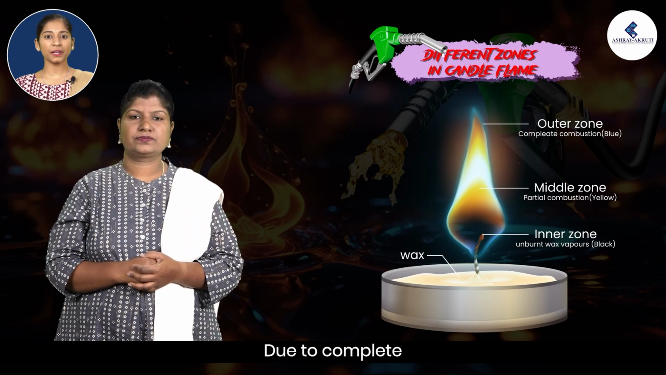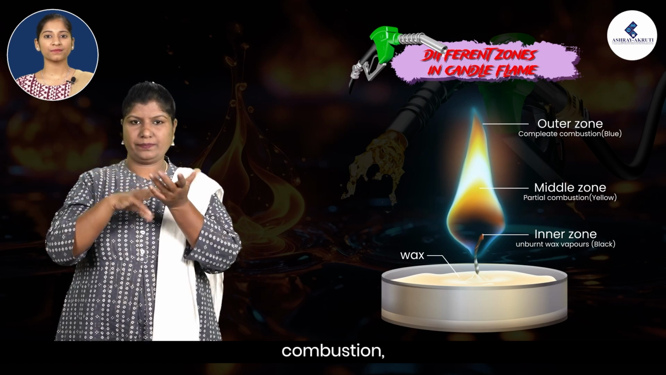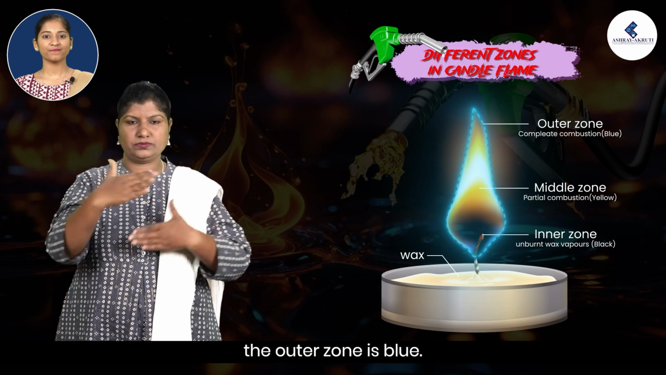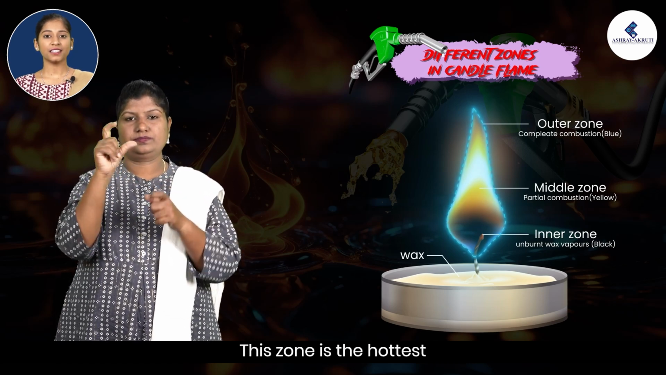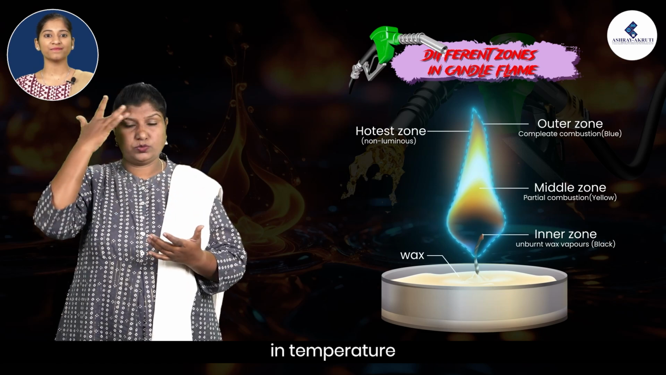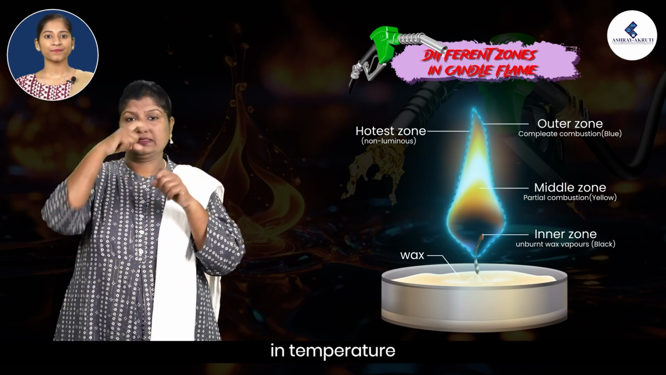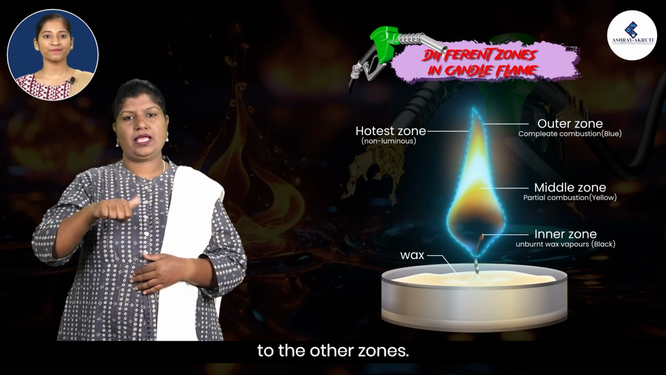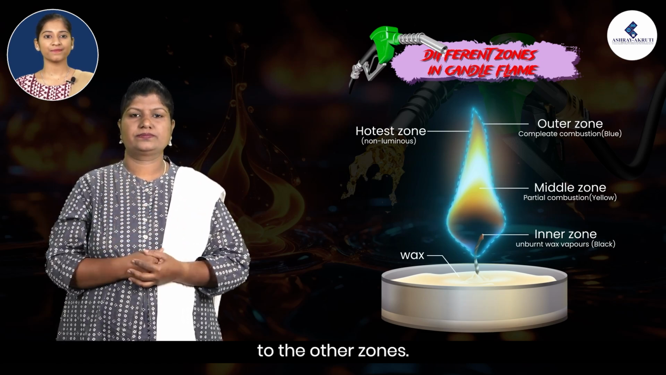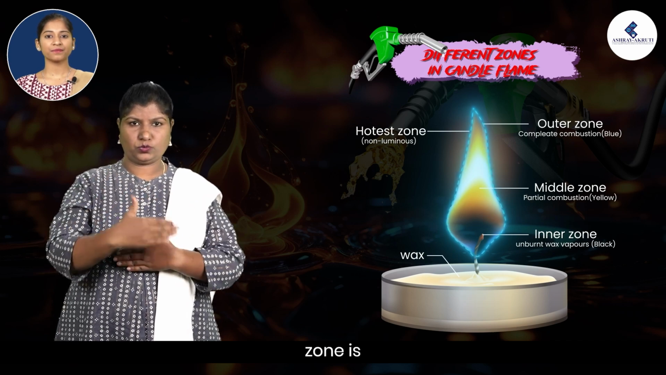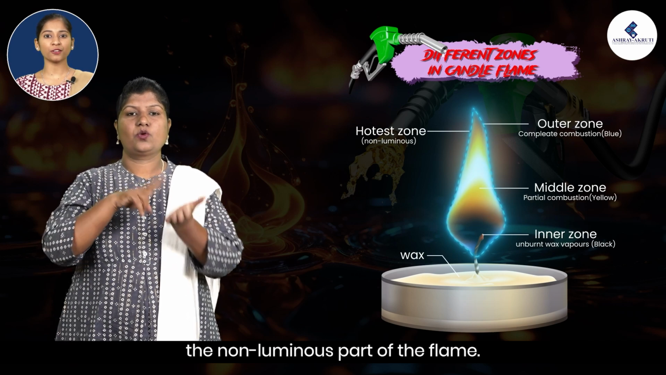Due to complete combustion, the outer zone is blue. This zone is the hottest in temperature when compared to the other zones. This blue colored zone is the non-luminous part of the flame.